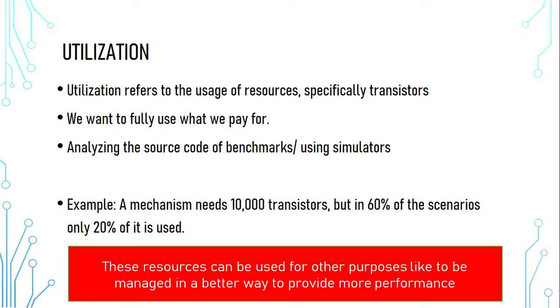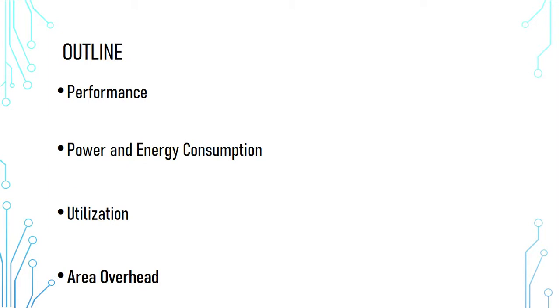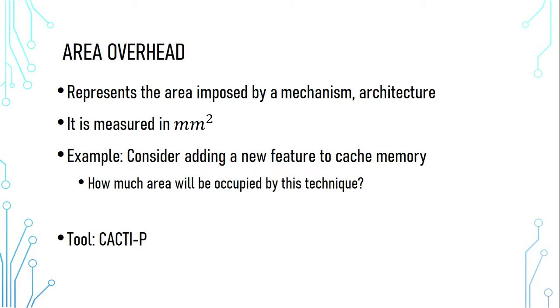These wasted transistors or resources can be used for other purposes, like being managed in a better way to provide more performance. Area overhead. This metric shows the on-chip area imposed by a mechanism, architecture, or optimization technique. On-chip area is measured in square millimeters.